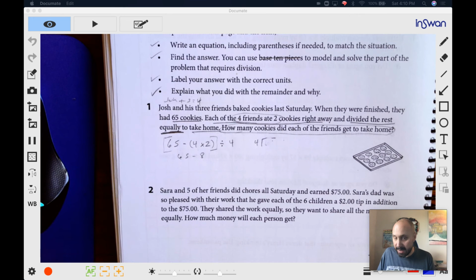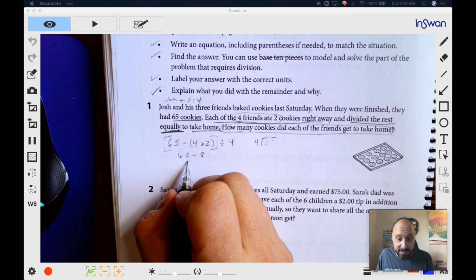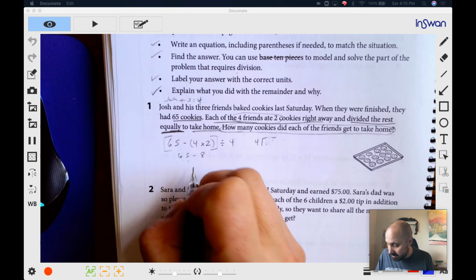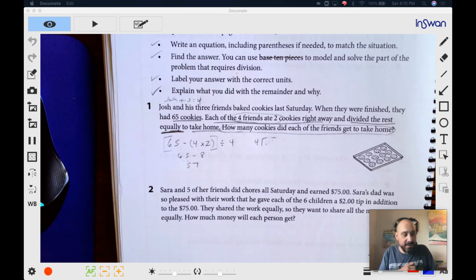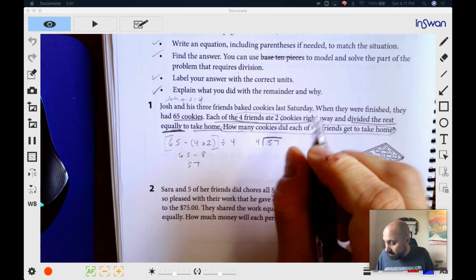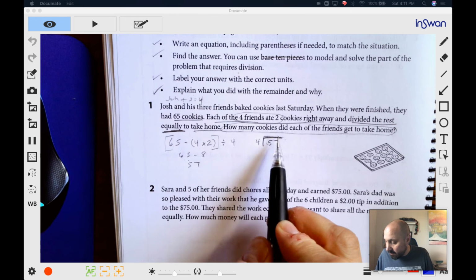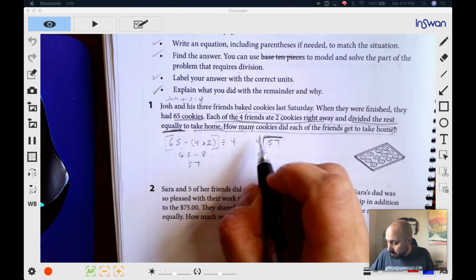So 65 minus 8: 65 minus 10 is 55, and there's two more than that, so it's 57. If I have 57 total cookies left over, that's what the friends are now dividing. So I use this division symbol here, which is telling me I'm dividing the 57 by the 4 friends.